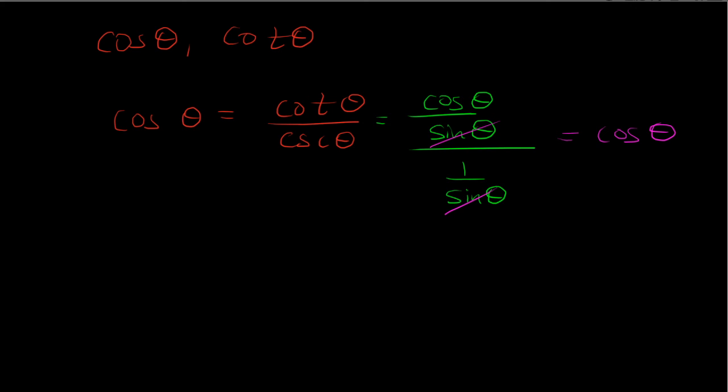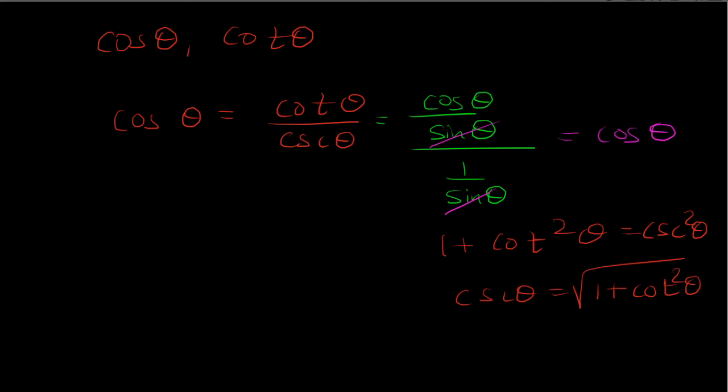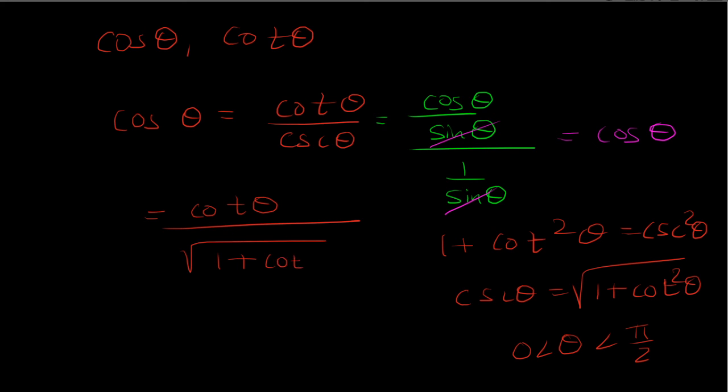Okay, so next I'm going to use the identity 1 plus cotangent squared is equal to cosecant squared. So cosecant will just be the square root of 1 plus cotangent squared theta. And here we're going to let theta be between 0 and pi over 2. So we're going to have cotangent on the top and then the square root of 1 plus cotangent squared on the bottom. And that's all going to equal cosine theta, where theta is between 0 and pi over 2.